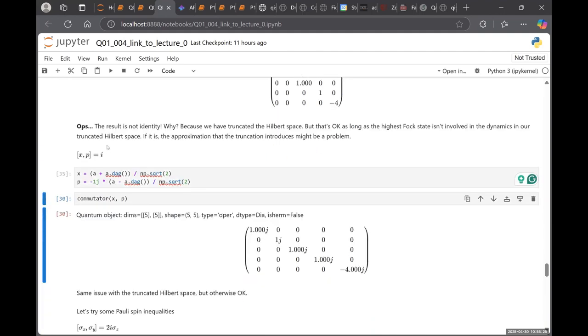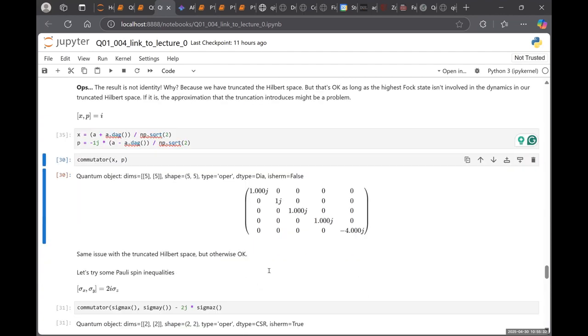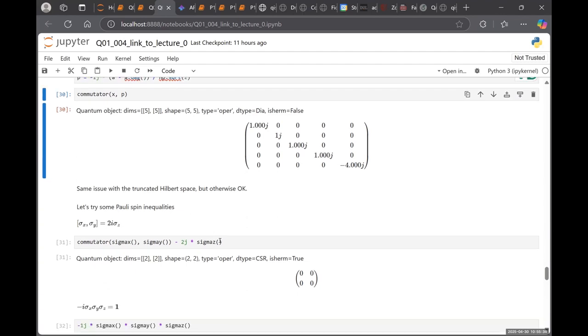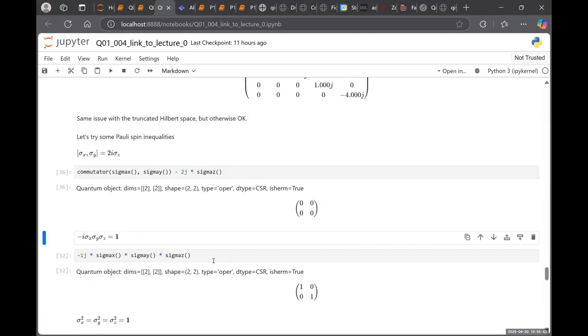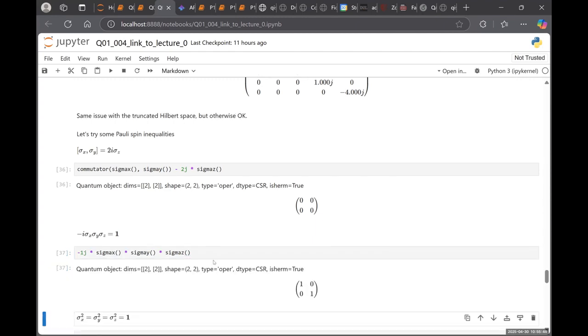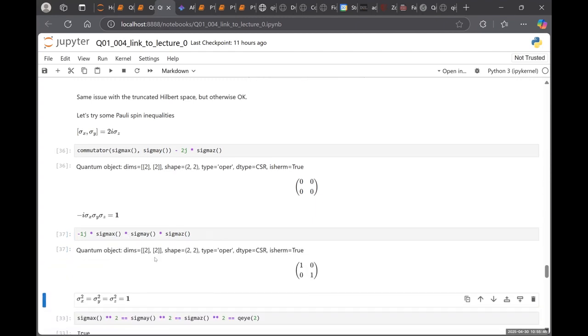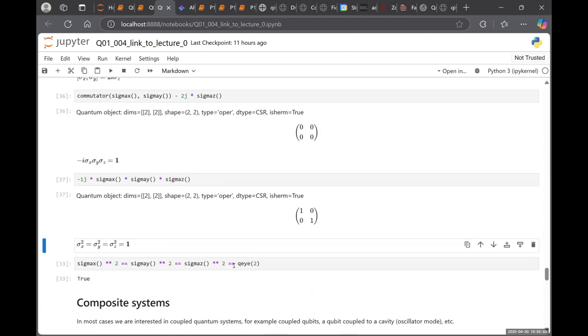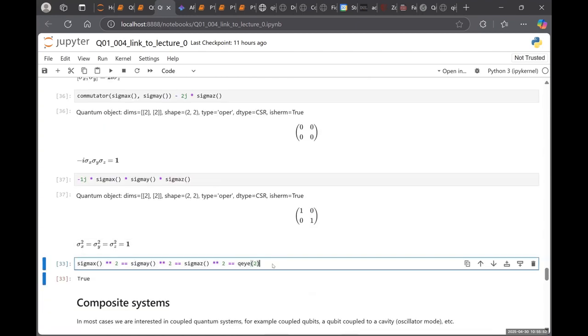It's supposed to be i, but you see that the last entry is not, because of truncation. Okay, for a fully finite dimension, this will work. You can verify this: multiply them, get the identity, and then square to the identity.